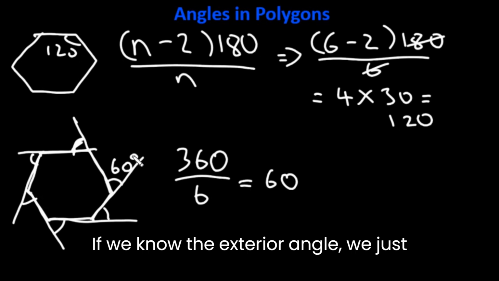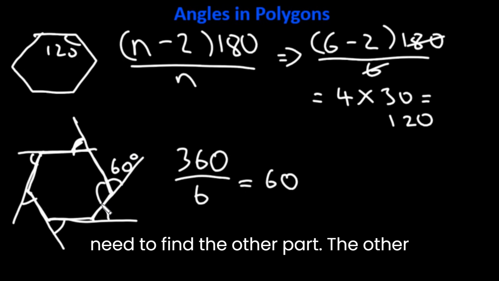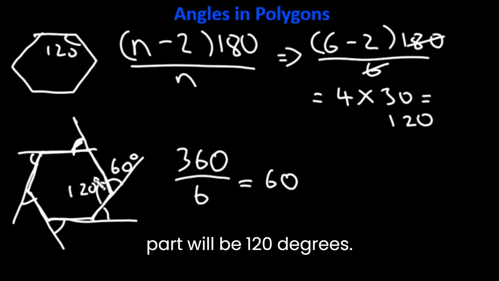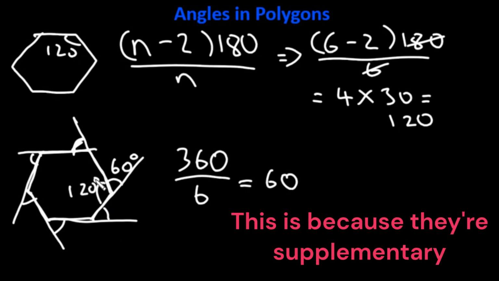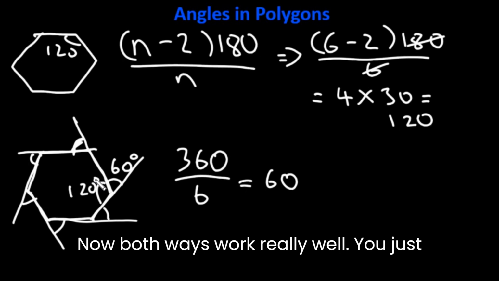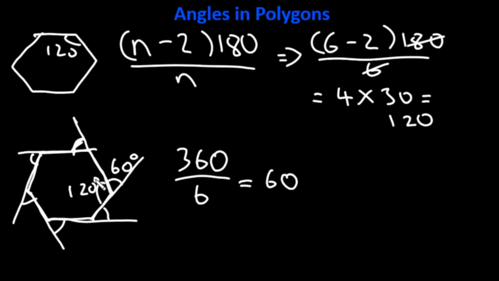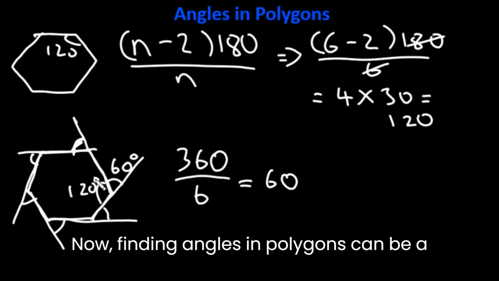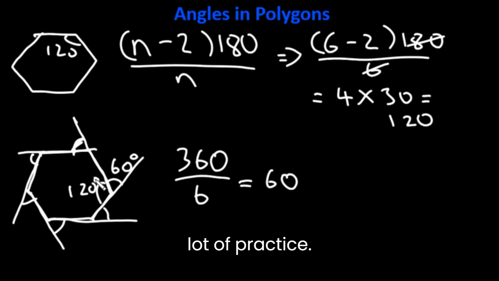If we know the exterior angle, we just need to find the other part. The other part will be 120 degrees. Now, both ways work really well. You just have to pick one. Now, finding angles in polygons can be a little bit tricky, so this requires a lot of practice.